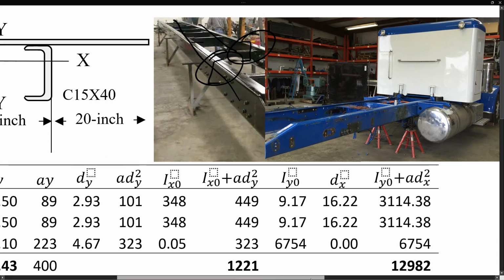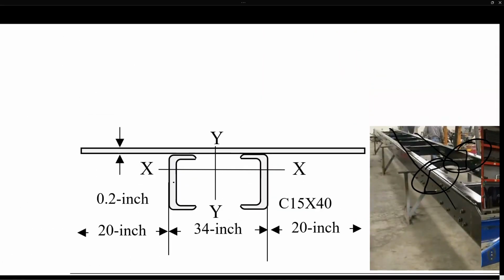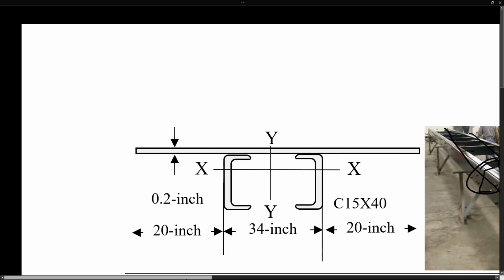So in this example, I have the two C channels. Also, we added a section on top just to make the calculation a little bit more interesting. A lot of the time there is a bed for the truck to carry stuff, so there will be something on top as well.